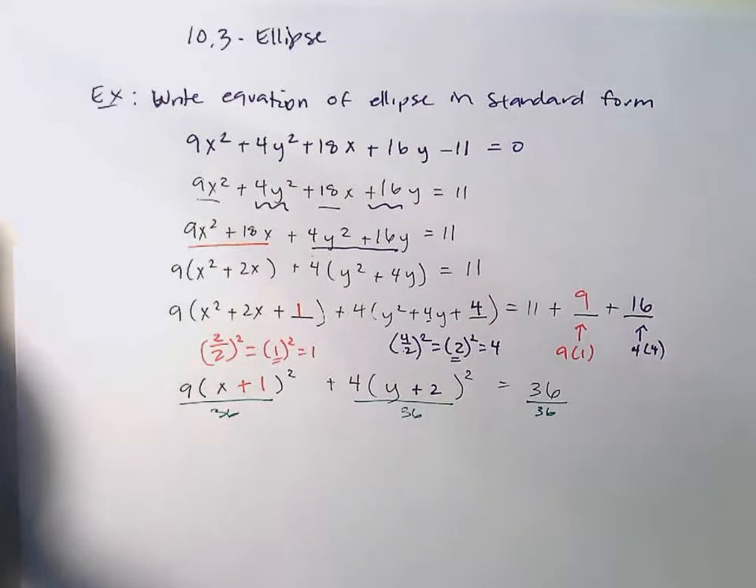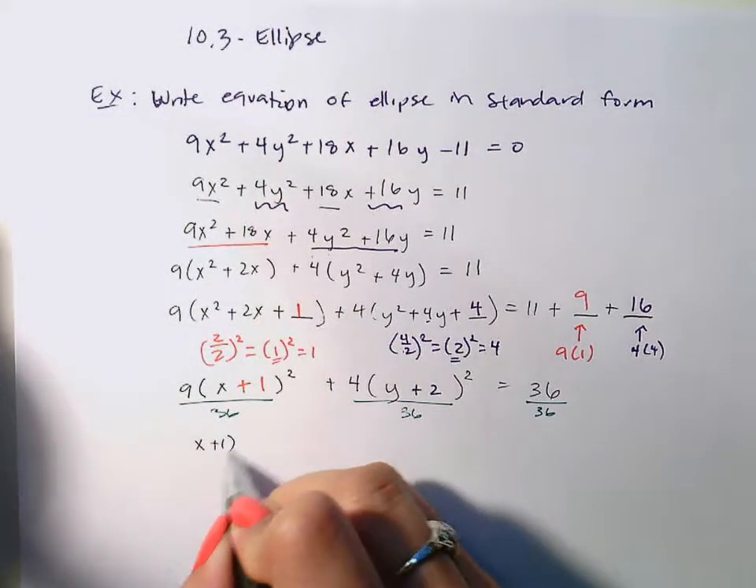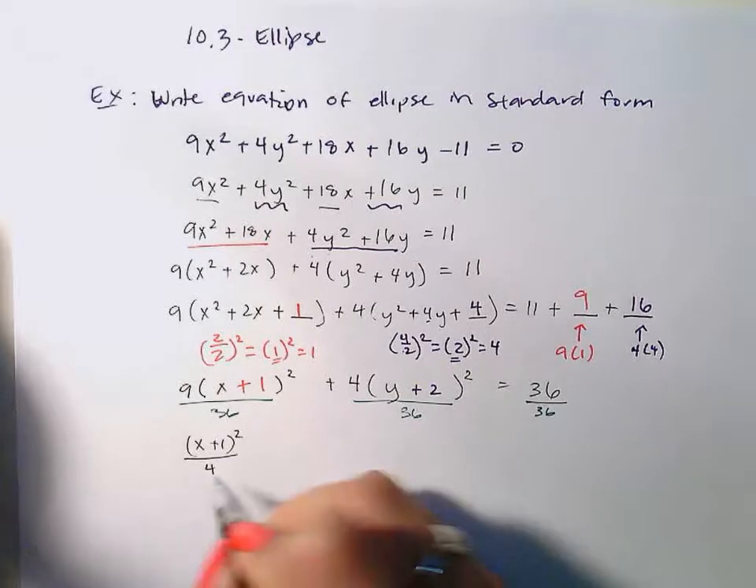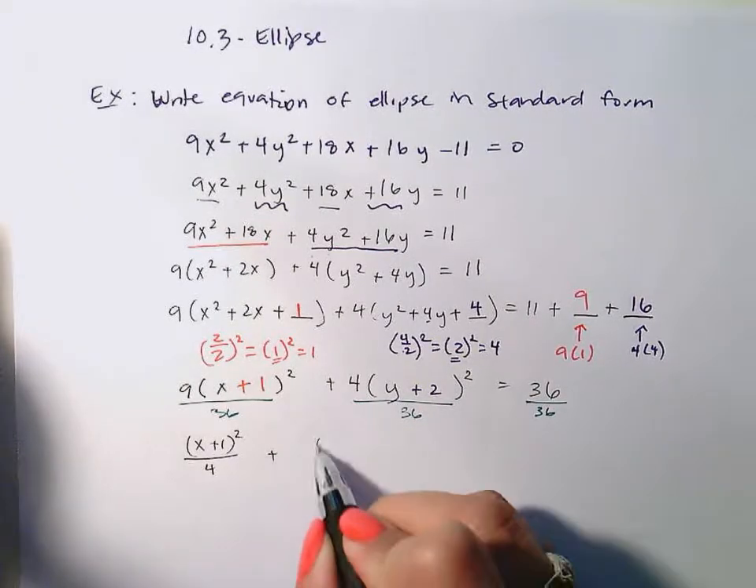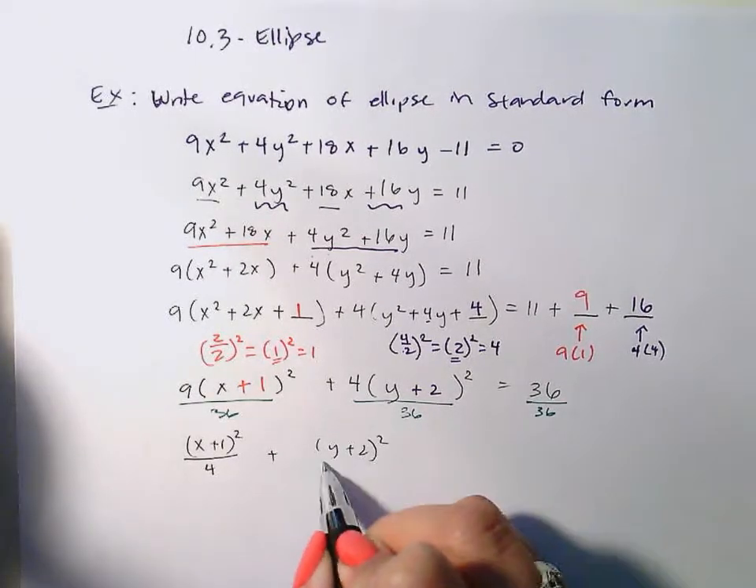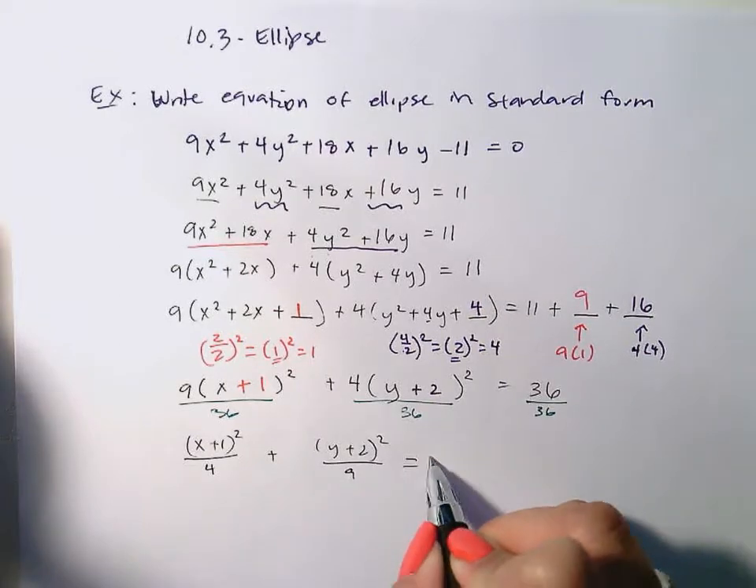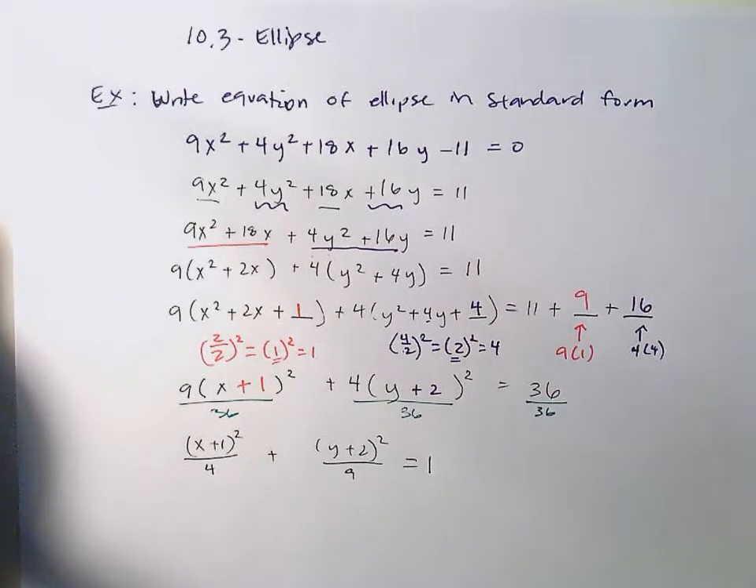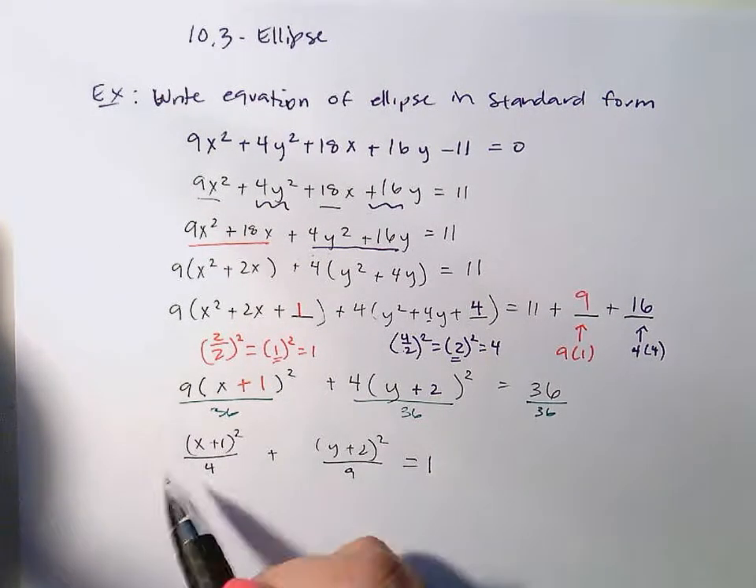If I divide by 36, I'm going to get x plus 1 quantity squared over 4, and then plus y plus 2 quantity squared over 9 is equal to 1. So this is my equation of the ellipse in standard form.